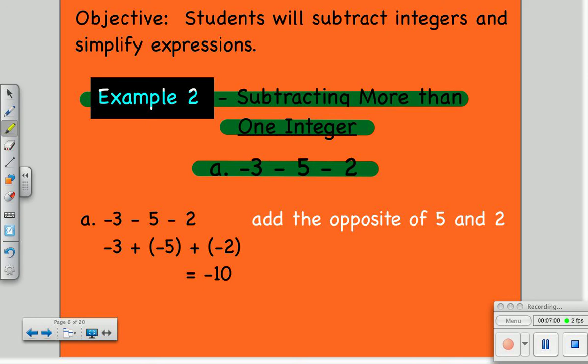So, we have negative 3, stays the same. Change the subtraction to addition. Change 5 to negative 5. Change subtraction to addition. Change 2 to negative 2. And now since they're all negative, we're going to add them all together and make the answer also negative. So the result is negative. 3 plus 5 is 8, and 8 plus 2 is 10. So the result is negative 10.